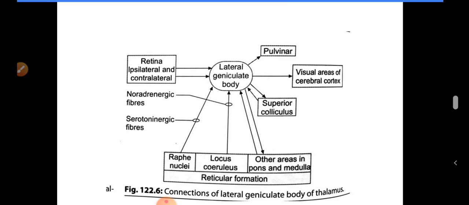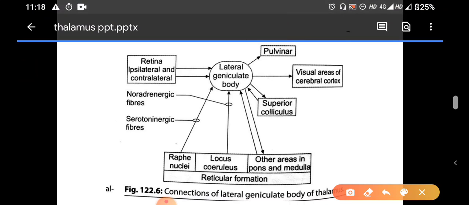The connections of the lateral geniculate body. From the lateral geniculate body, the afferents are coming from the superior colliculus and visual areas of the cerebral cortex. The efferents will go to the visual areas of the cerebral cortex. The optic tract from the retina is mainly the afferent for the lateral geniculate body.